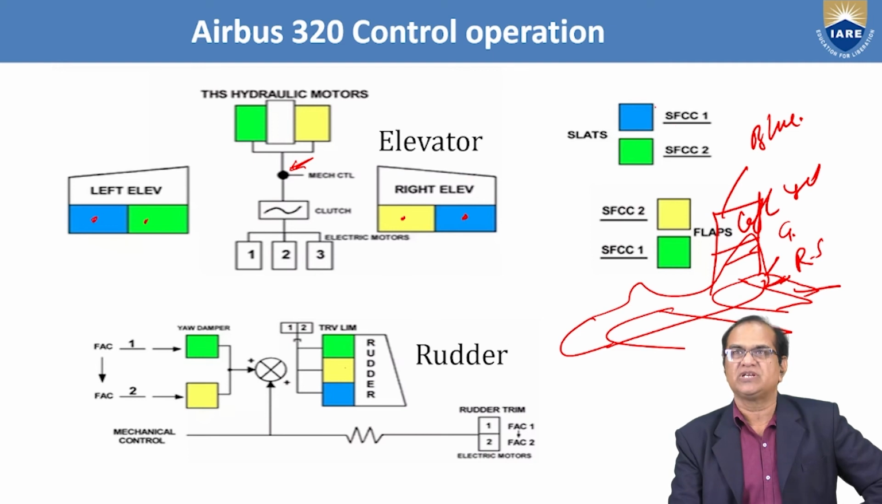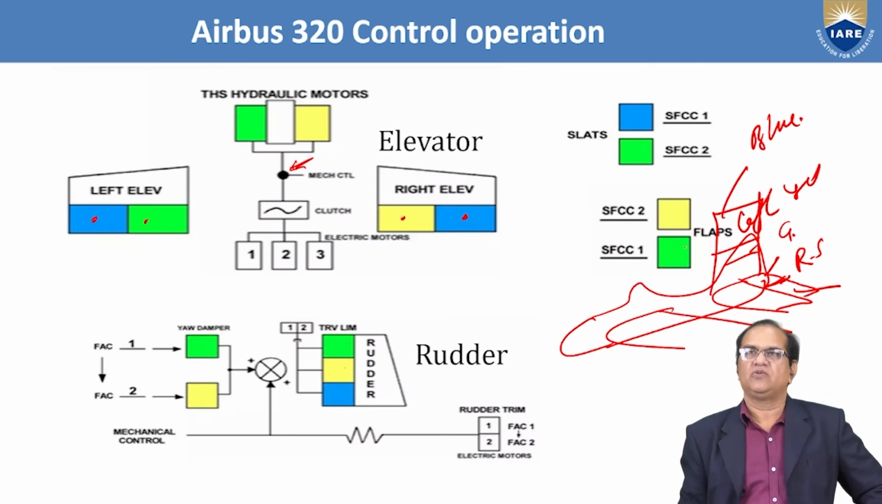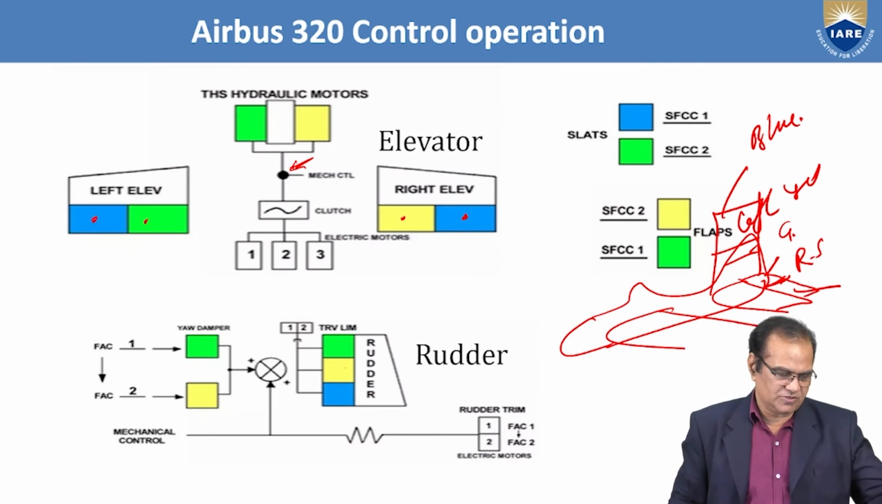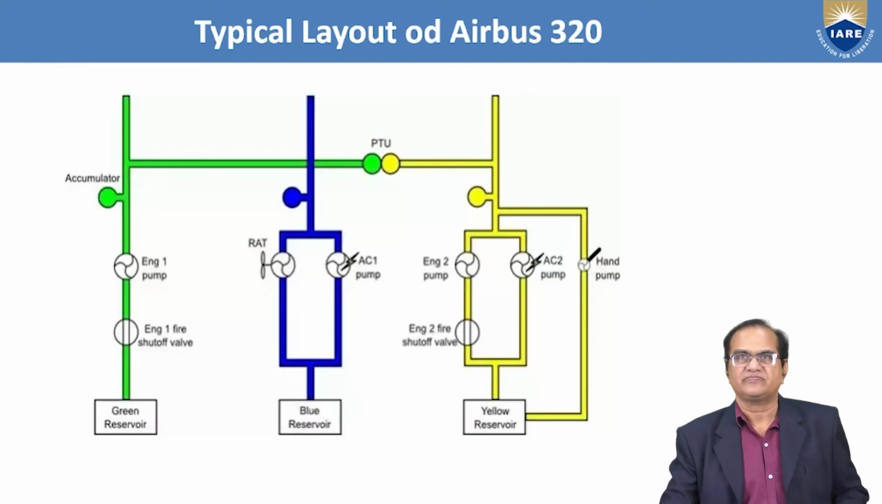Slats are also used by the blue and the green. On the left side and the right side, the flaps are used by yellow and the green. So in this way we use our systems to see that it is working properly.